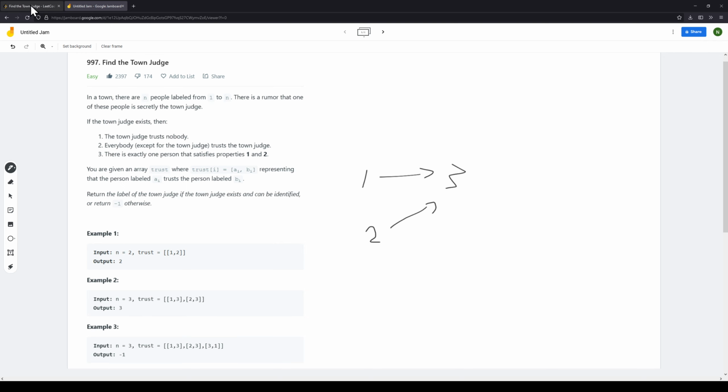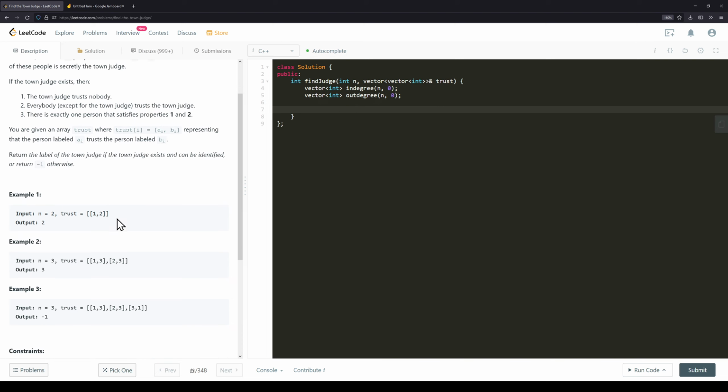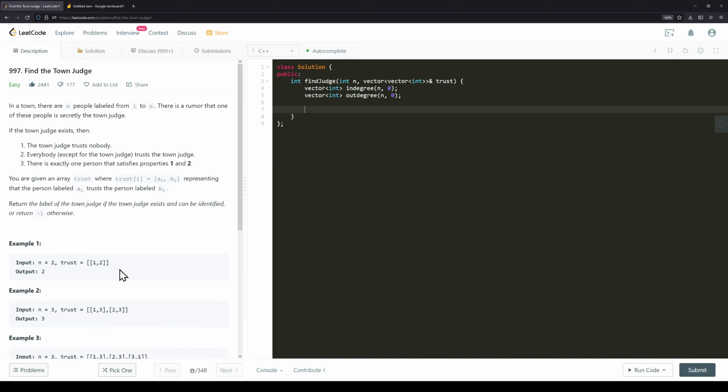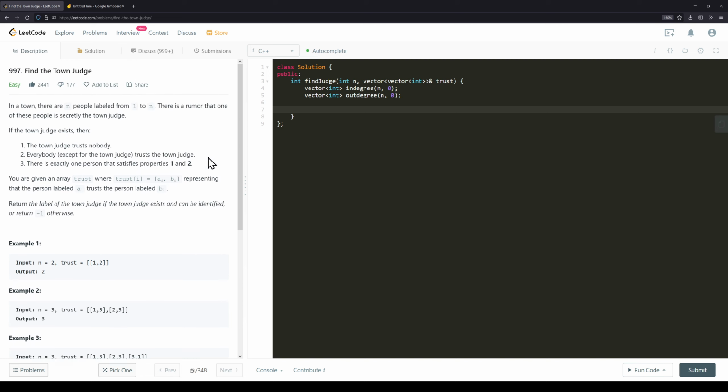Okay, let's go to the code. So we're going to keep track of the in degree and out degree of each person or node. So in degree, there's going to be n values, and first initialize them all to 0. So now we need to find out what the in degrees and out degrees of each node or each person are, given the edges, which is the trust list.